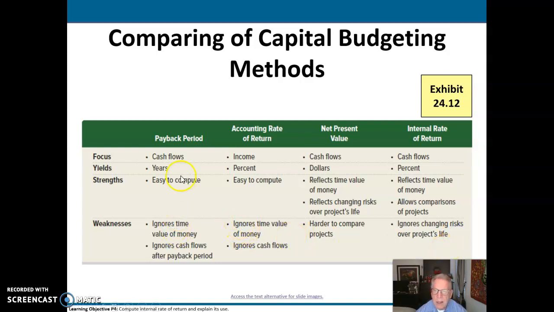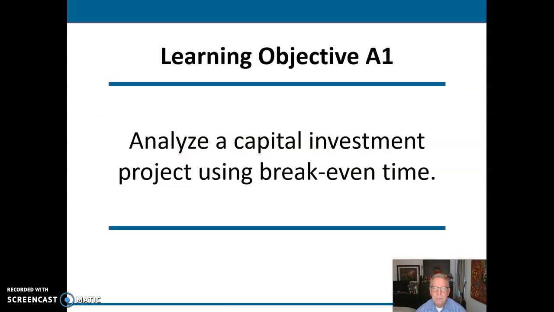Okay, and then our payback period we've already gone through. But the accounting rate of return, the focus is on income, not cash flows. In my view, a weakness. It yields a percentage. It's easy to compute, but it does ignore the time value of money, and it does ignore cash flows. Serious weaknesses in my view.